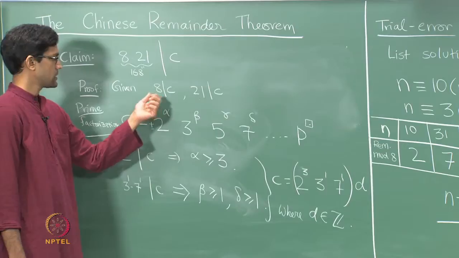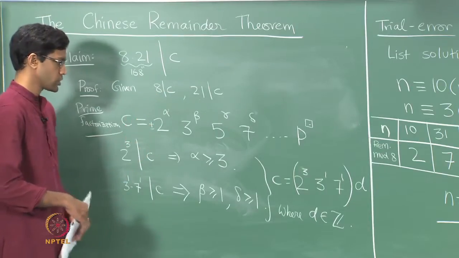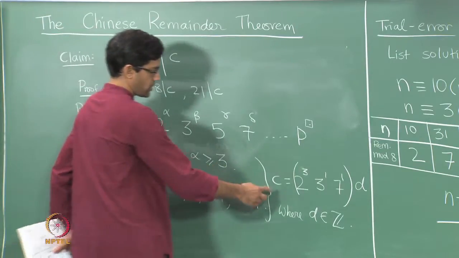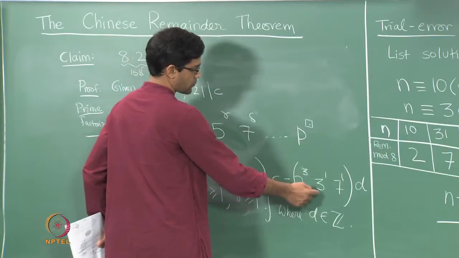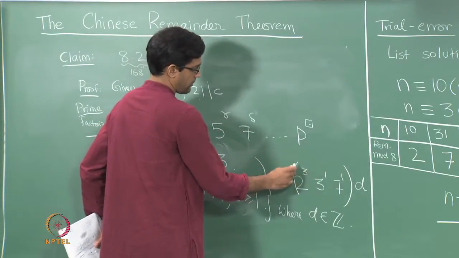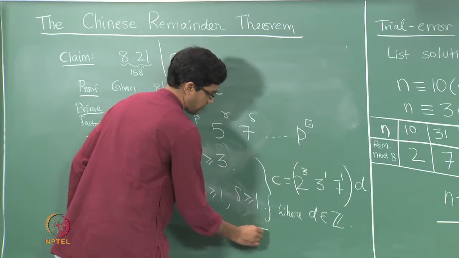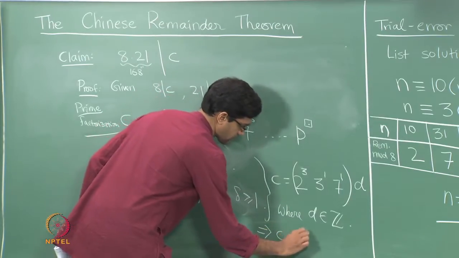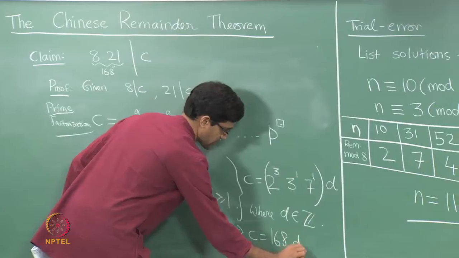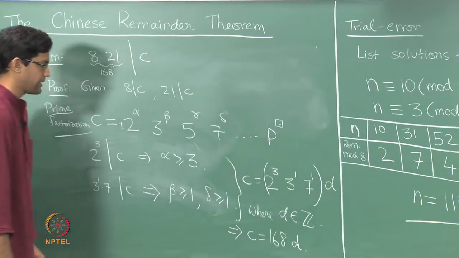Okay, so there's a special property of these numbers that we have used. By the way, we have finally proved what we want. C therefore is written as 8 into 3 into 7. That's exactly 8 into 21 or 168. So we have finally written C as a multiple of 168, which is what we wanted to prove. Okay, so our claim is proved.